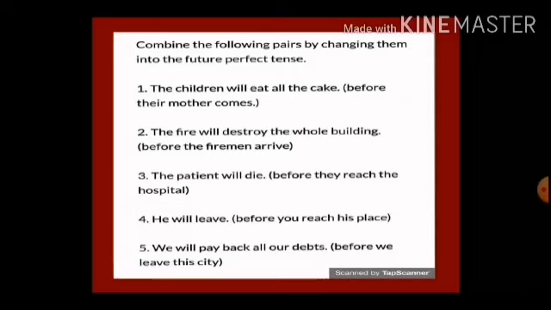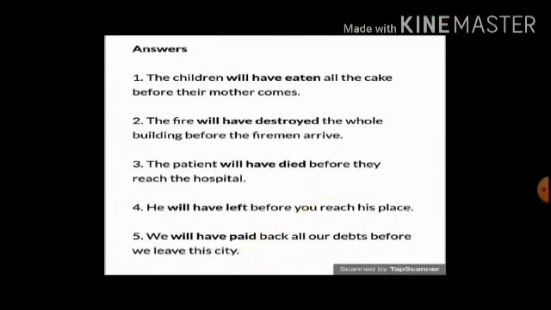The word DEBT you have to pronounce as debt. Okay, children, the letter B is silent. It should be pronounced as debt. Okay, debts. We will have paid back all our debts before we leave this city. So in all these sentences, we are using the term before to connect. Did you notice? Yes. Okay guys, now let us check the answer.